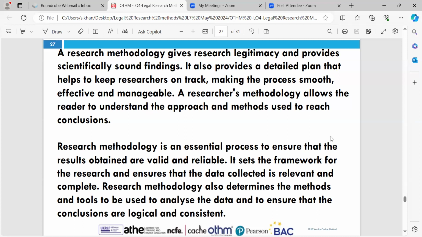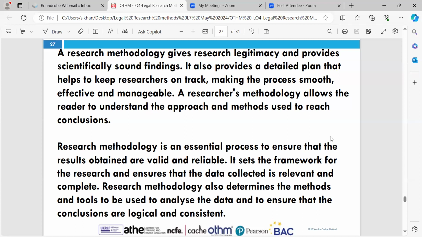Research methodology is an essential process to ensure that results obtained are valid and reliable. And that's really important, as we mentioned, we keep going back to that. You can test the reliability and why they're so important. In your research, you need to be able to differentiate between both and why there's a need to have that in your research, where you're looking at validity, as we mentioned earlier, and reliability, and why it's so important to have that in your research.